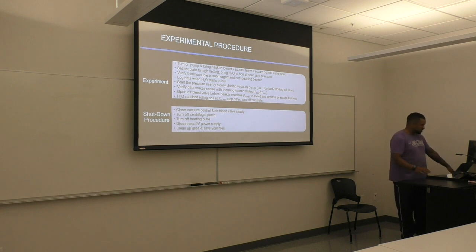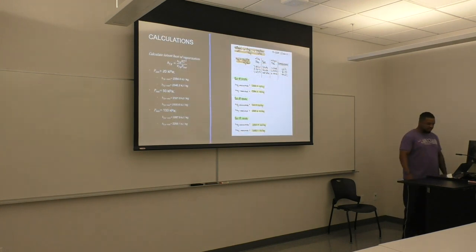So the shutdown procedure is, obviously, you'll close the control vacuum and the air bleed slowly, and then turn off all your pumps, hot plates, and so forth. Also clean up your area.